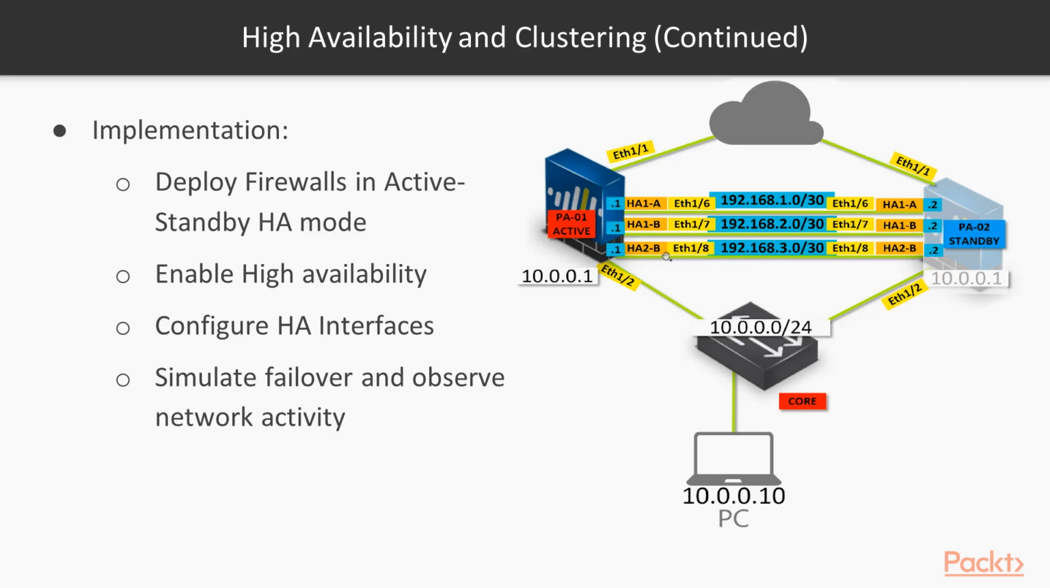HA2, or B, this is the link we're going to be using as our data plane traffic. So let me explain.